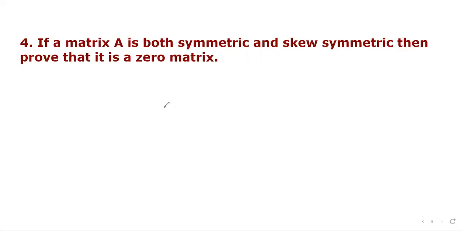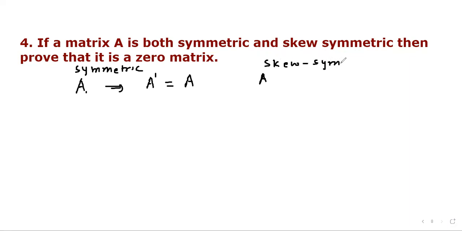Now, if matrix A is both symmetric and skew symmetric, then prove that it is a zero matrix. So suppose A is a matrix and it is symmetric, then A dash must be equal to A. So this is the case of symmetry, it is symmetric, then A dash must be A. Now, if it is skew symmetric, so A dash must be equal to minus A.